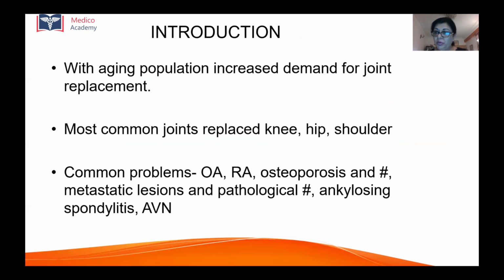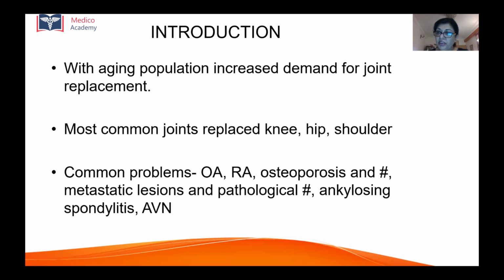Now, with the aging population, there is an increased demand for joint replacement surgeries. Joint replacement is a common and effective procedure for relief of disability due to severe joint pain and loss of function. The most common joints replaced are the hip, knee, and shoulder joints. Most patients of joint replacement have generalized degenerative joint disease such as osteoarthritis.